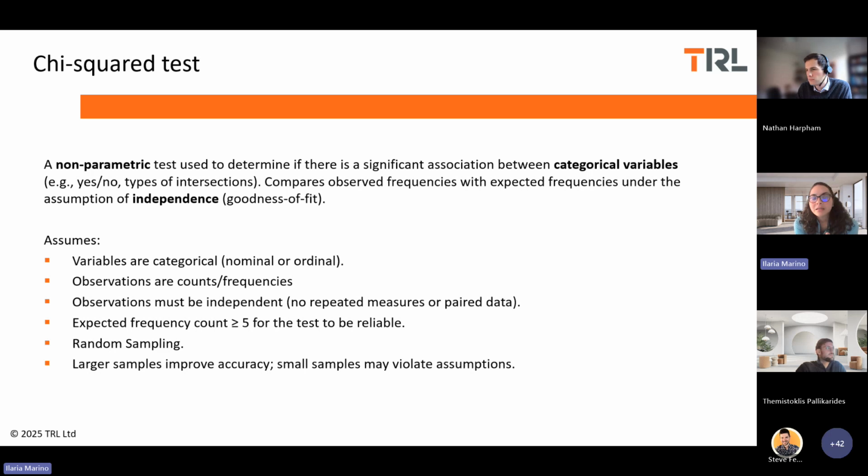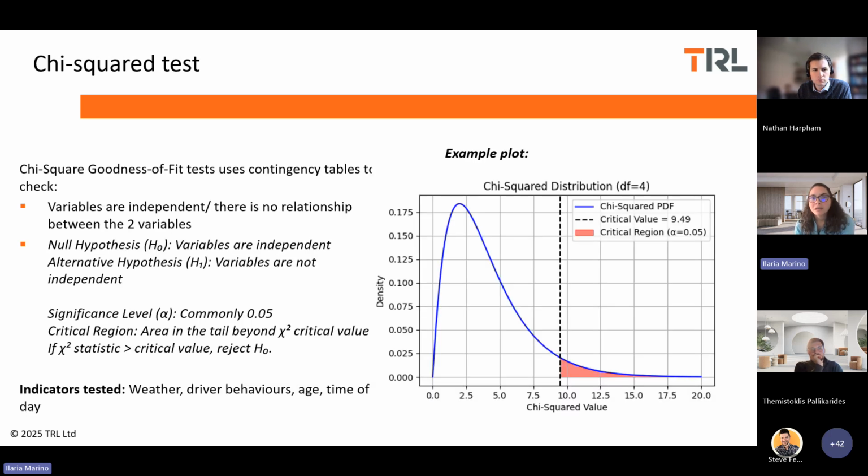Okay, another test that we use often is the chi-square test, and this is quite useful to assess the association between two categorical variables. Categorical variables are variables for which we have categories. This test is usually used on frequency tables. We usually have a cross table, and we want to assess if two variables are related. Ideally we want the counts, the frequencies, to be higher than 5, and it usually works better with larger samples.